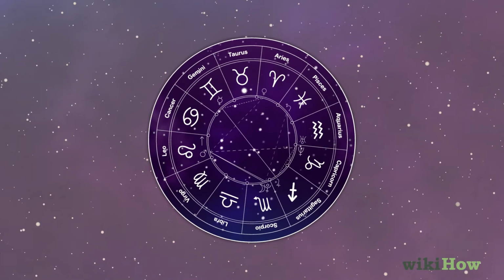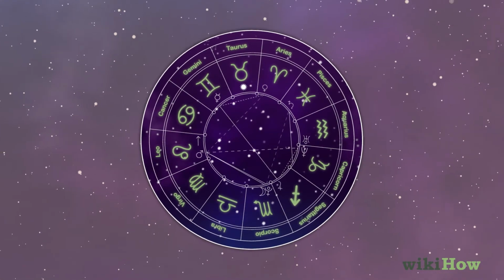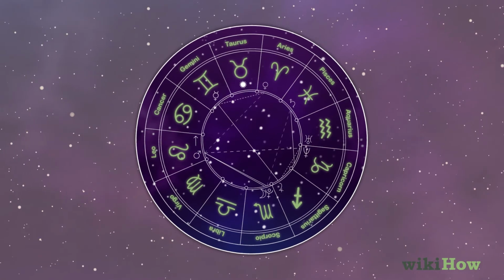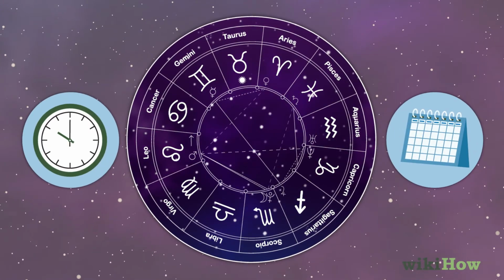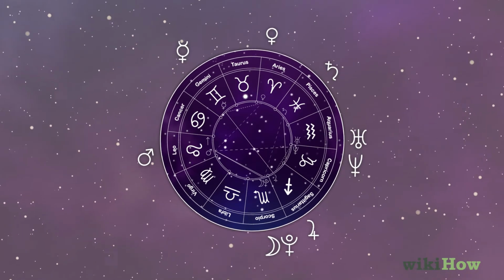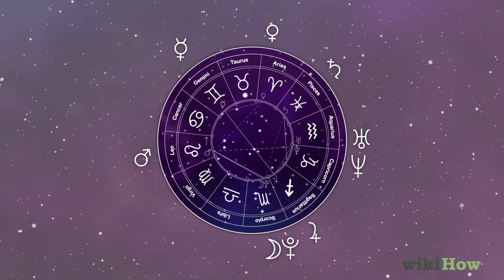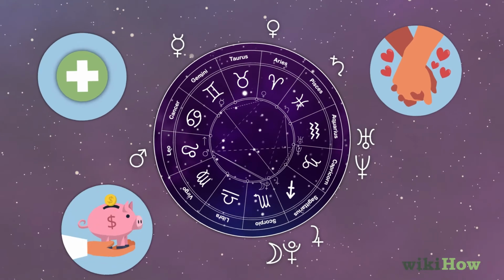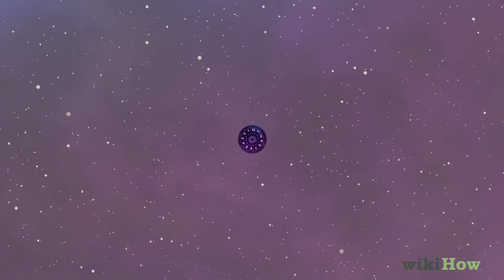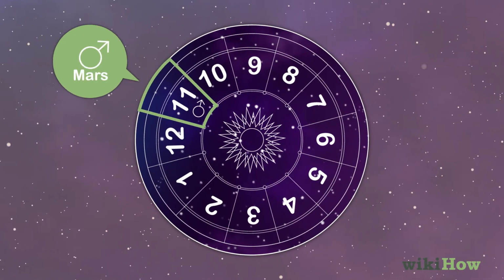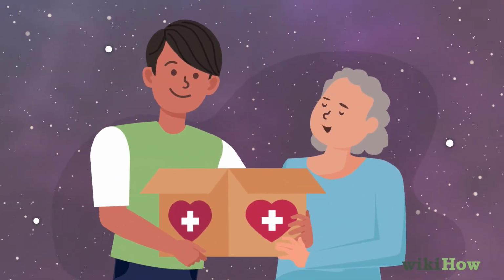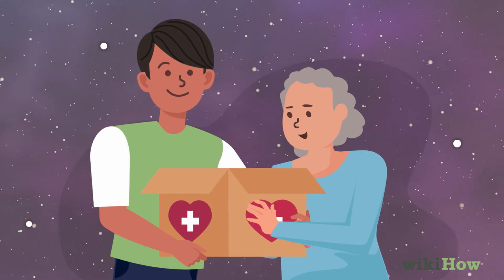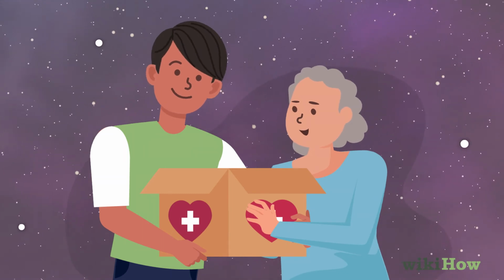From there, turn your attention to the different houses, which are the 12 segments of the chart associated with each sign. Depending on your time and date of birth, different planets will occupy each of the houses, influencing the various aspects of your life governed by each house. For example, if Mars was in the 11th house when you were born, an astrologer may interpret that to mean that you are a humanitarian who strives to find ways to help others.